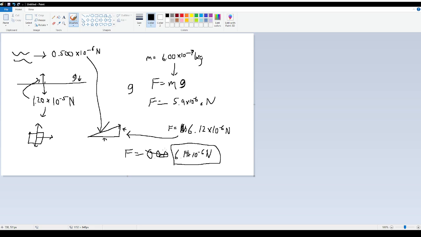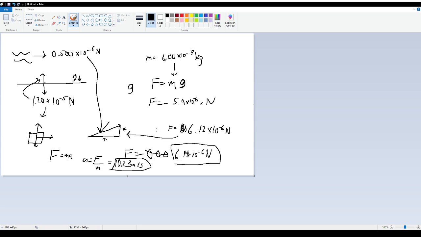That's not what they're asking. They're asking for the acceleration in this direction. But we can use F equals ma. We know the m, we know the F, so a equals F over m. We divide this by 6 e negative 7, and we get 10.23 meters per second squared.